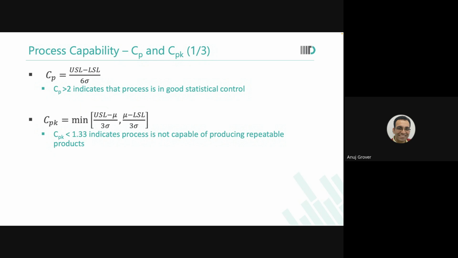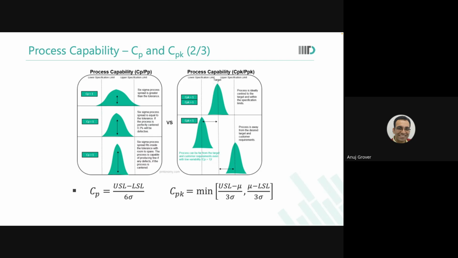So there are these terms called CP and CPK. I think this visual would be better. CP is about the spread that you have in your distributions. And CPK is about the centering of the process. And you realize you need both of them. If you have a bad CPK, then even with a very good CP, you cannot do much.